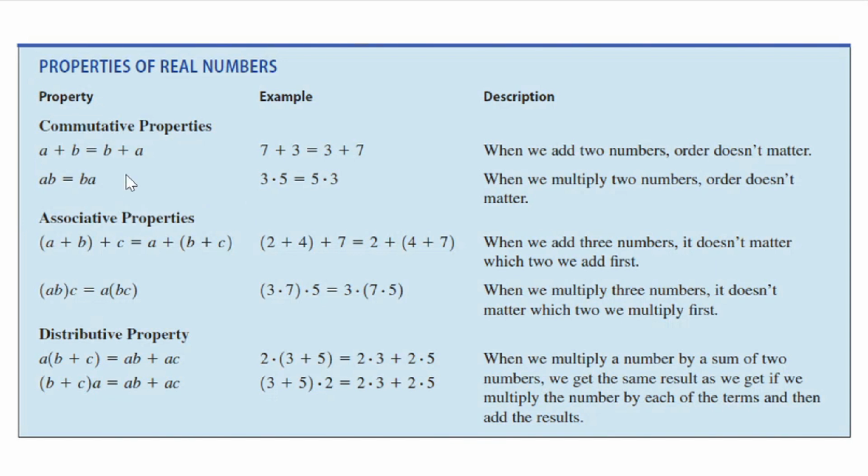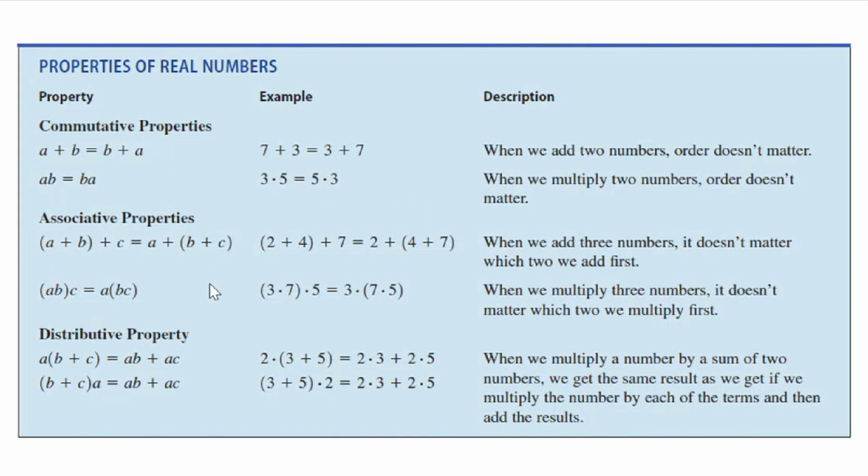When we multiply two numbers, the order doesn't matter, or the order will not affect the product, similar to the commutative property of addition. So take note, when we say commutative properties, the order will not affect the sum or the product. It depends on the operation involved.